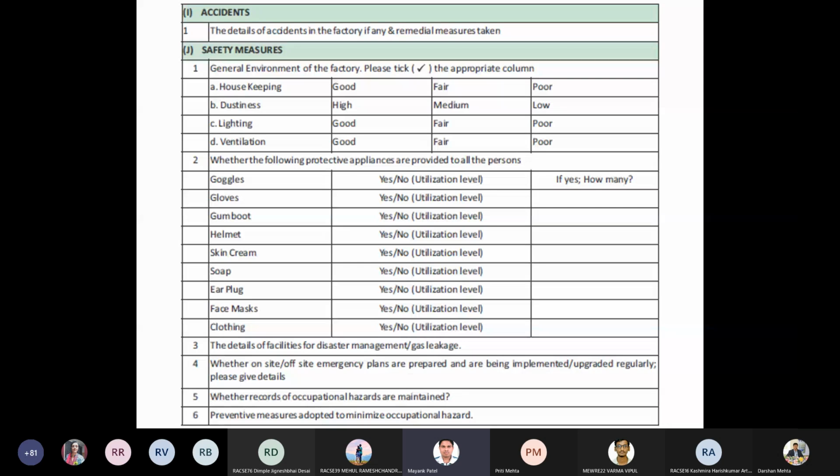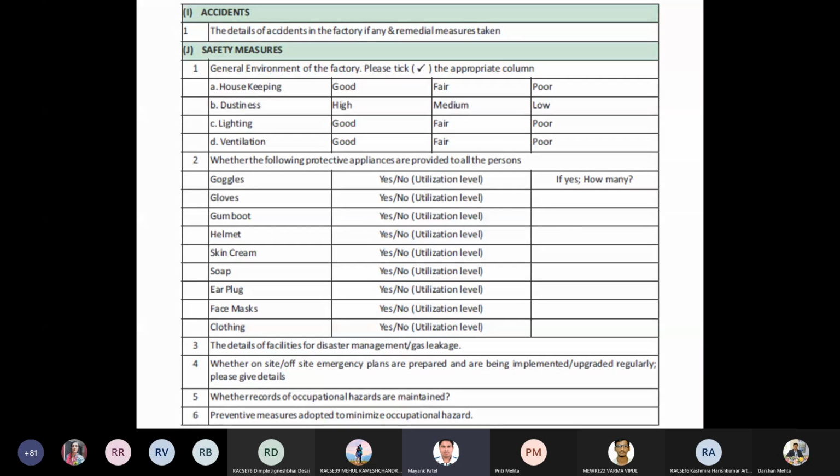And the utilization level also you need to mention, because in some companies all the things are there but the utilization level is not there. So that should not be the case with this personal protective equipment.